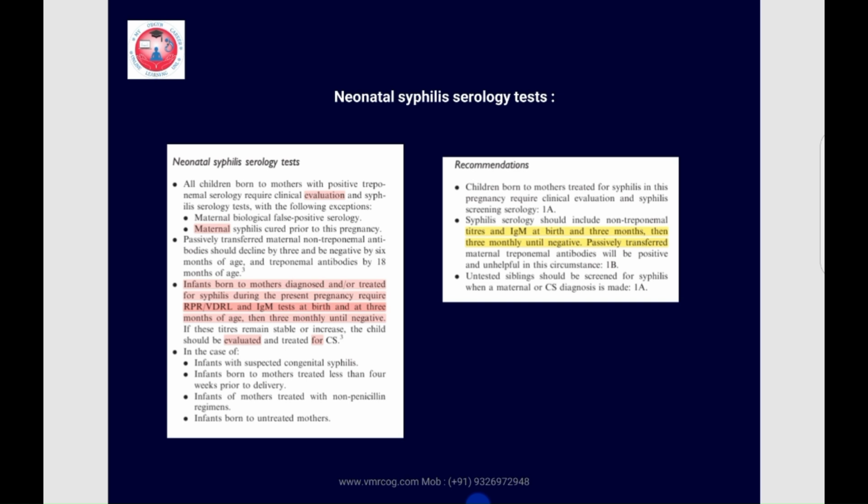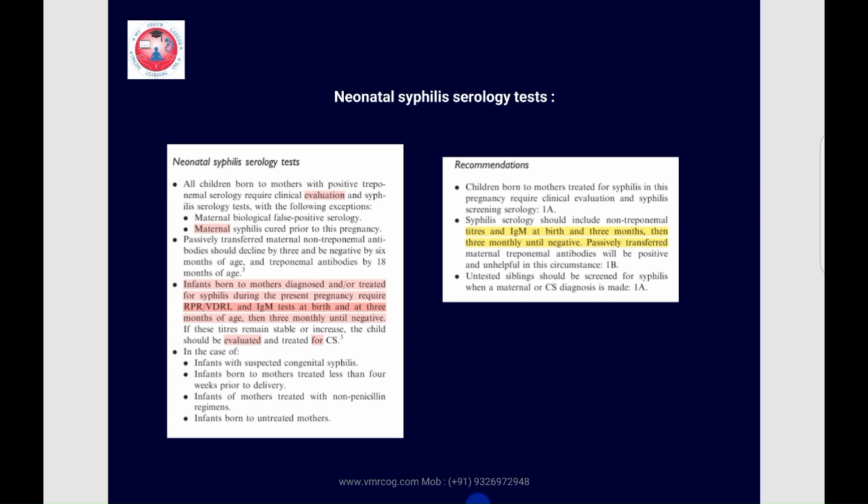Children born to mothers treated for syphilis in this pregnancy will require clinical evaluation and syphilis screening serology. Okay, and syphilis serology should include non-treponema titers, that is VDRL, RPR and IgM at birth, at 3 months and then 3 monthly until it is negative. Passively transferred maternal treponema antibodies will be positive and unhelpful in these circumstances. Untested siblings should be screened for syphilis when maternal or congenital syphilis is diagnosed. So if you have any EMQ, please note down this particular point. The test will be RPR, VDRL and IgM test at birth, then at 3 months, then 3 monthly till it becomes negative.